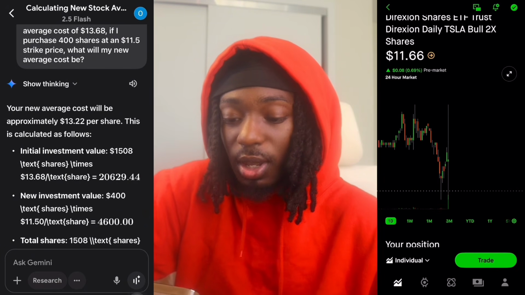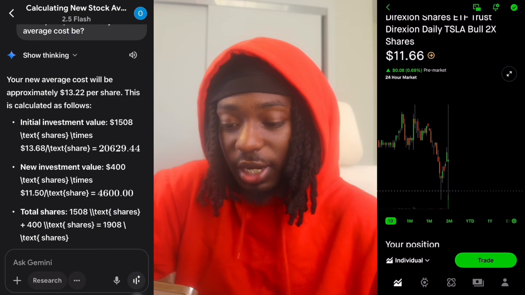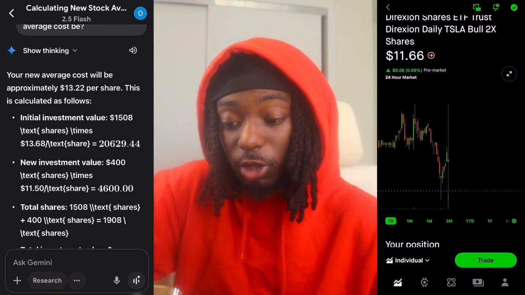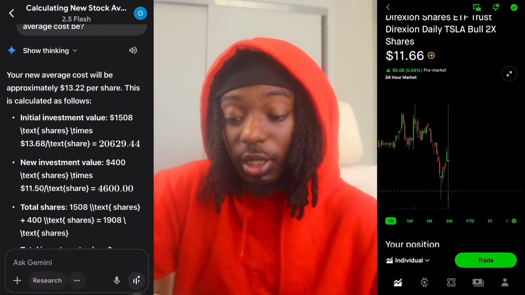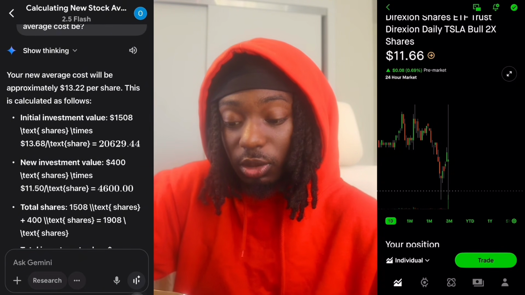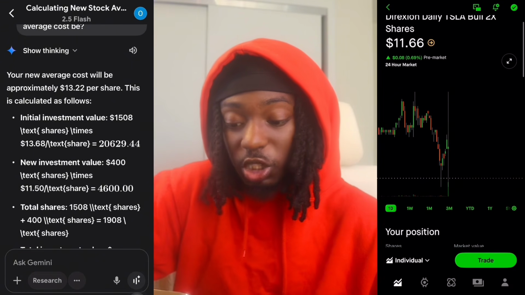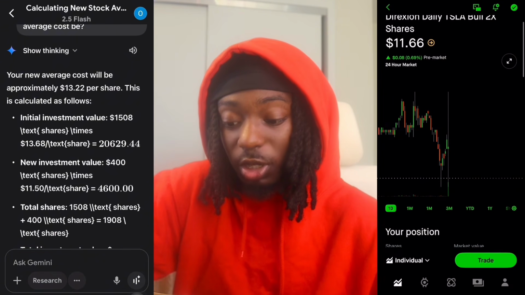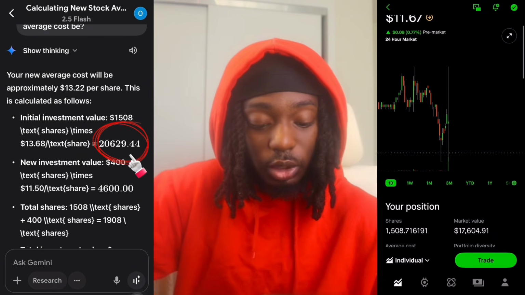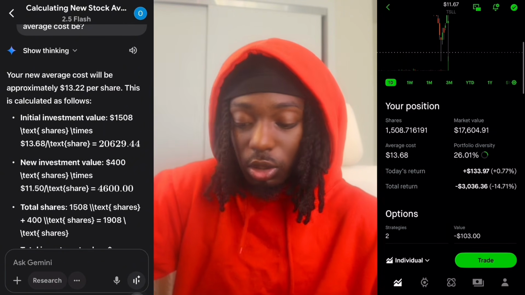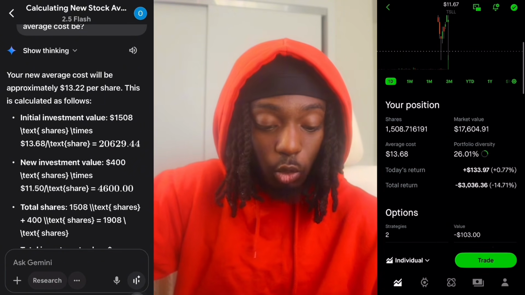So it pretty much took the question that I had. It said my initial investment value is at 1,508. It's taking that as money, but it converted it to shares, and then times that by the $13.68 strike price, which is my average cost, and it would give me about $20,629.44, right? So that pretty much would be my market value.